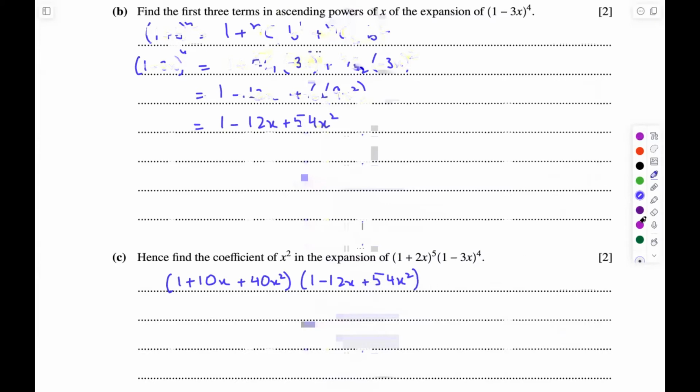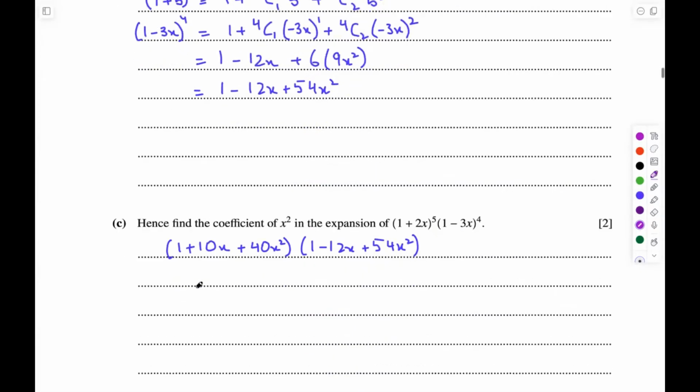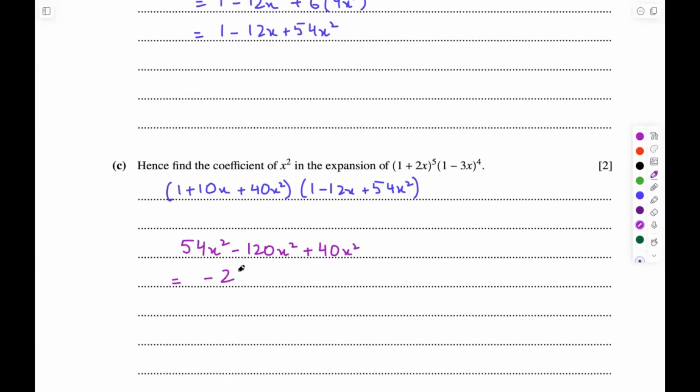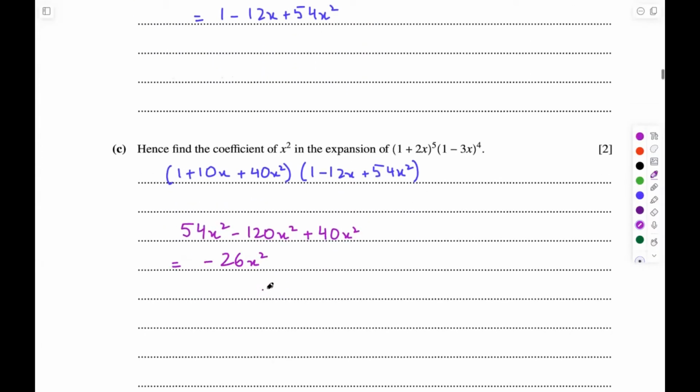Now, to get the coefficient of x squared, we'll have to find terms which, when they multiply, give an x squared term. So 1 will multiply by 54 to give 54x squared. 10x will multiply by minus 12x to give minus 120x squared, and 40 will multiply by 1 to give plus 40x squared. So 54 - 120 + 40, the final answer will be minus 26. So the coefficient of x squared is minus 26.